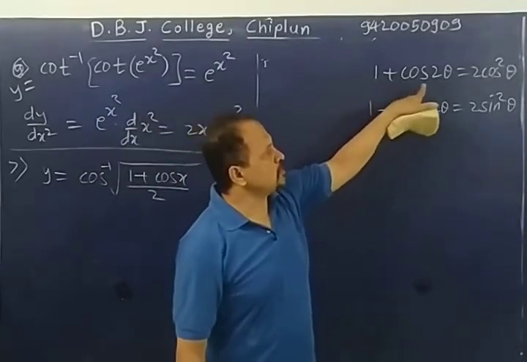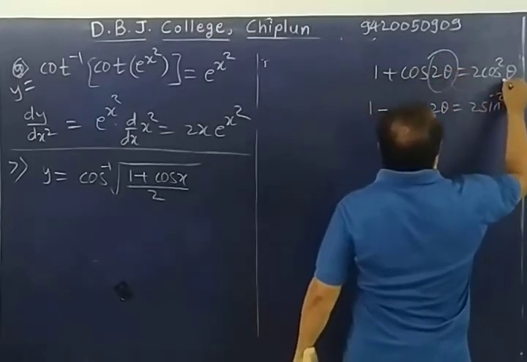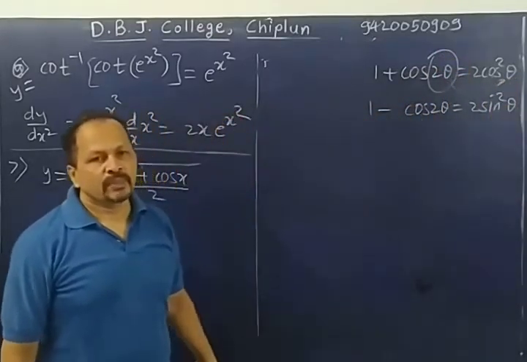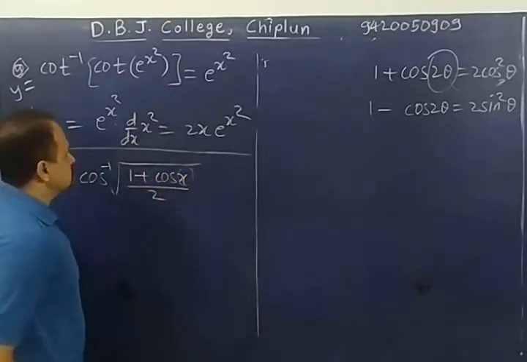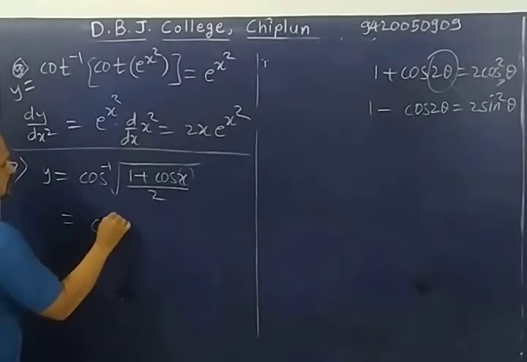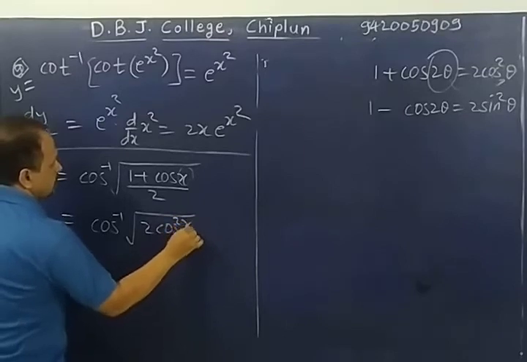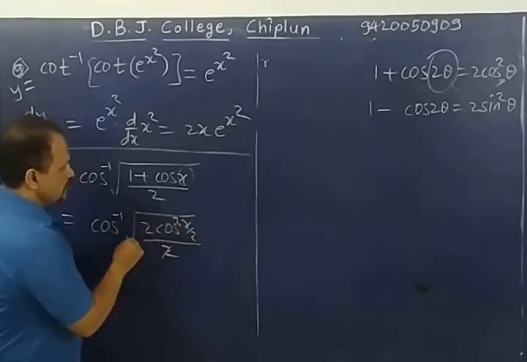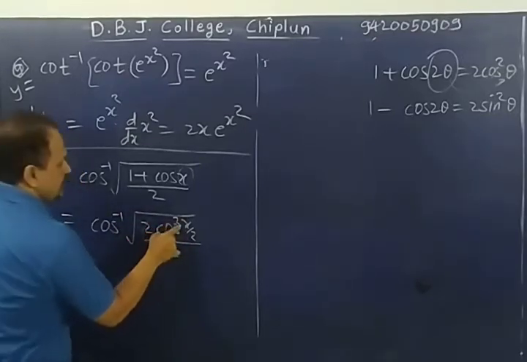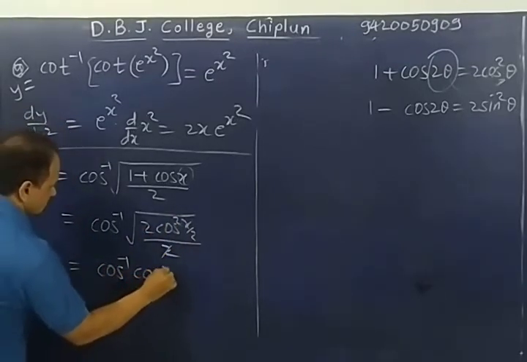These two formulae we need to solve some examples. First one, 1 plus cos 2 theta is 2 cos square theta. Whatever angle here, its half angle becomes here. The angle here is x, 1 plus cos x. So I can write here cos inverse square root of 2 cos square x by 2 divided by 2. 2 and 2 will get cancelled. Square root and square will nullify each other and you get cos inverse cos x by 2.